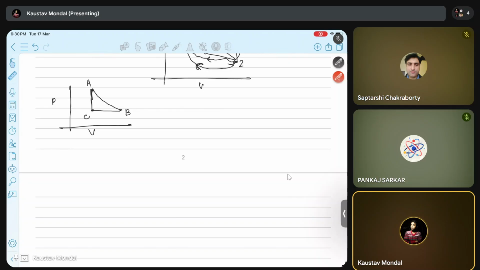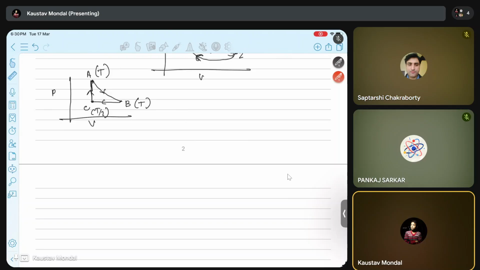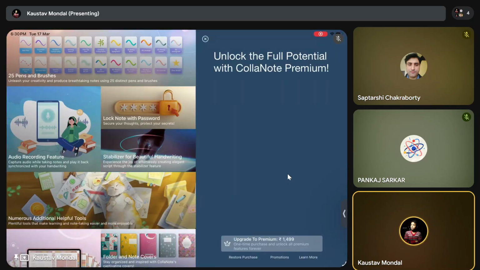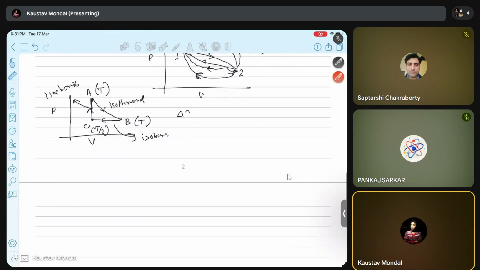So let's take the temperature at A as T, B also T, since it's an isothermal process, and C is T by 2, okay. So this is isothermal. This process is isobaric, and this process is isochoric, right? So as you can see, since this is a cyclic process, we can take dU equal to 0, right? So dQ equal to dW, right?